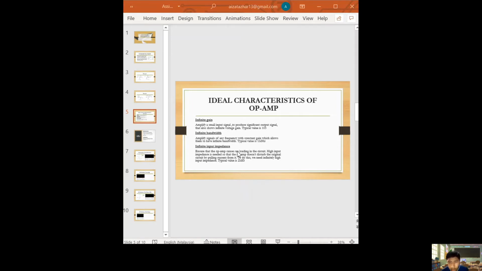The next one is infinite input impedance. For the ideal characteristic of the op-amp, it ensures that the op-amp causes no loading in the circuit. High input impedance is needed so that the op-amp doesn't disturb the original circuit by pulling current from it. To do this, we need infinitely high input impedance. We don't want the current to flow, so we need high input impedance.